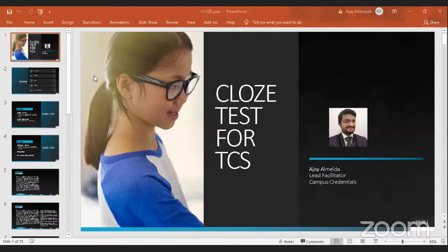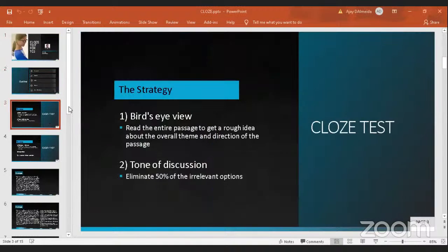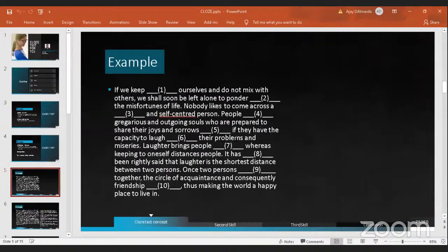Okay, so I'll just share the screen. Let's go ahead with close test. Firstly, what exactly is close test? We already did that. I will just fast forward it. Close test में क्या होता है? There is a passage which is given to you. There are probably 5 or 10 blanks, and you are supposed to put in the appropriate words.